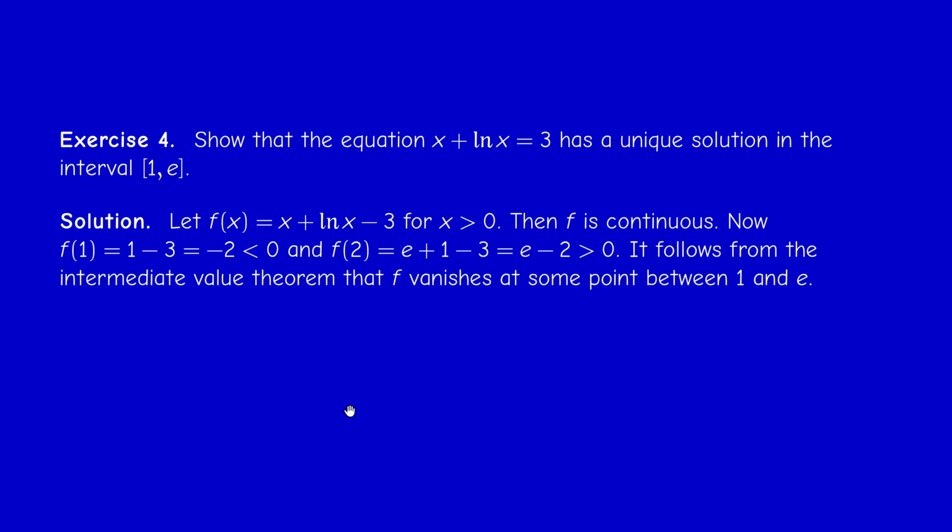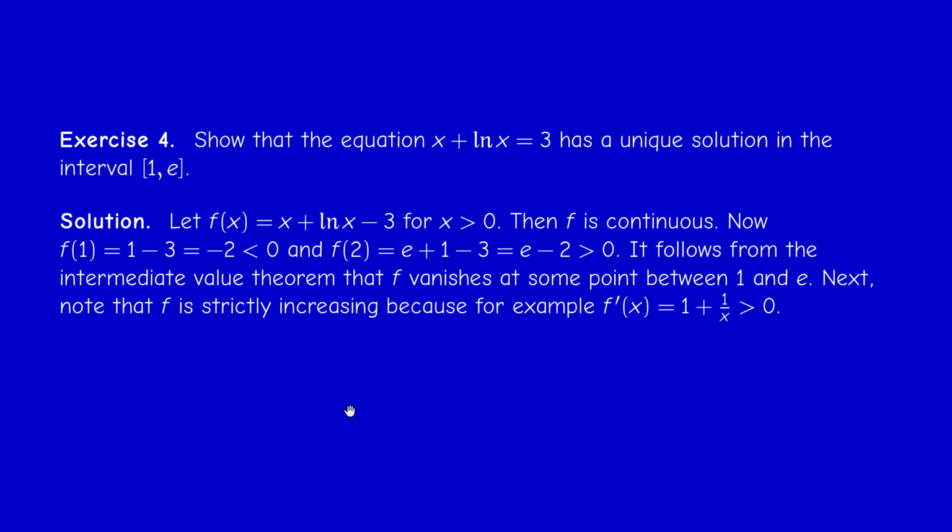Now, why is it unique? Well, because the function is strictly increasing, so it's injective. How do you see that it's strictly increasing? Well, you can compute the derivative if you like. You get a positive result, so f is strictly increasing and therefore injective. So the solution is unique. Or you can say that the sum is strictly increasing, so it's injective, as you wish. So this is easy.